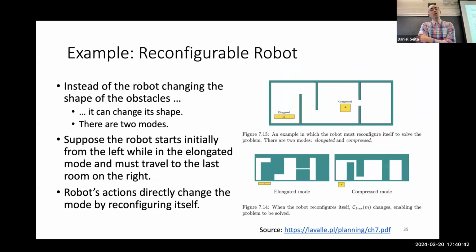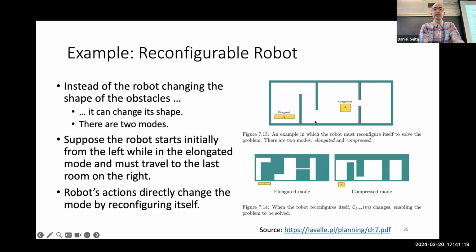And another exciting one, I mentioned this earlier, is that you can also consider a reconfigurable robot. This is a robot that can change its shape. And even robots that you don't think can change their shape can often change their joint angle, so they would end up changing their configuration anyway. But at least in this case, you can think of the robot as being either in an elongated pose or a compact, square-like pose.